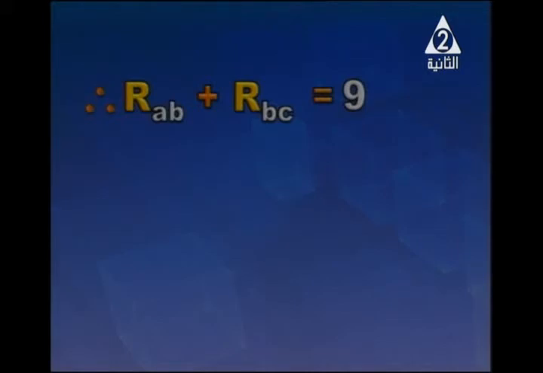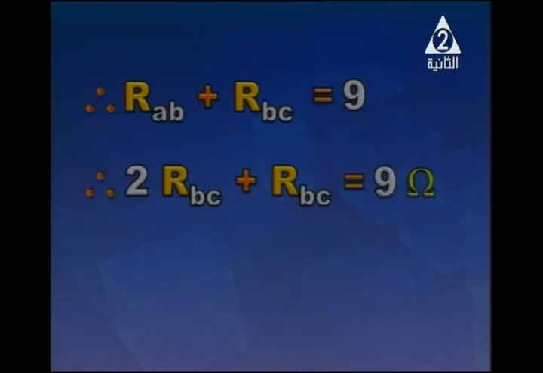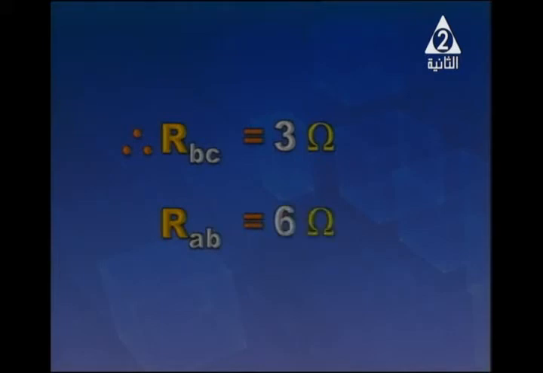But the resistance of AB is twice that of BC, so we can say 2RBC plus RBC equals 9. And this way we managed to obtain the resistance of the portion BC. 3RBC equals 9, so RBC equals 9 over 3, it is 3 ohms. And of course, the resistance of portion AB is twice that of BC, it is 6 ohm.